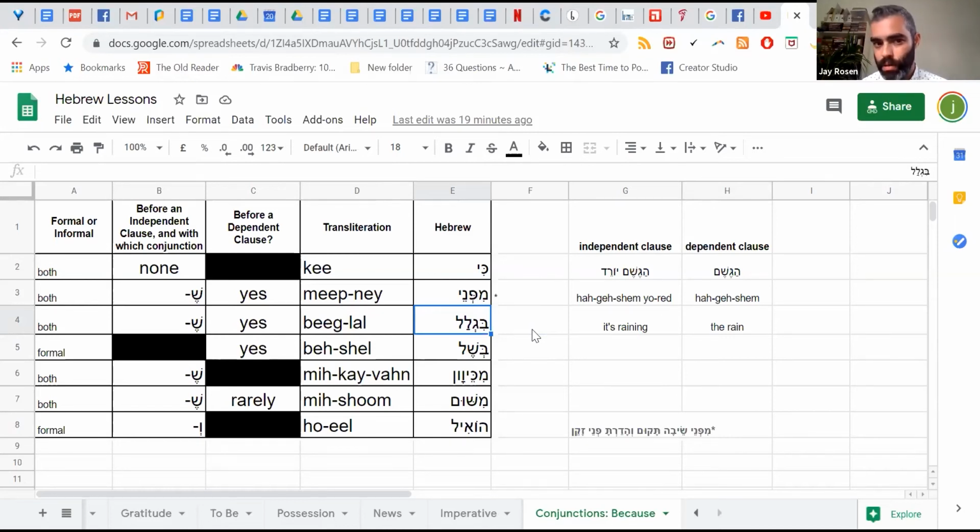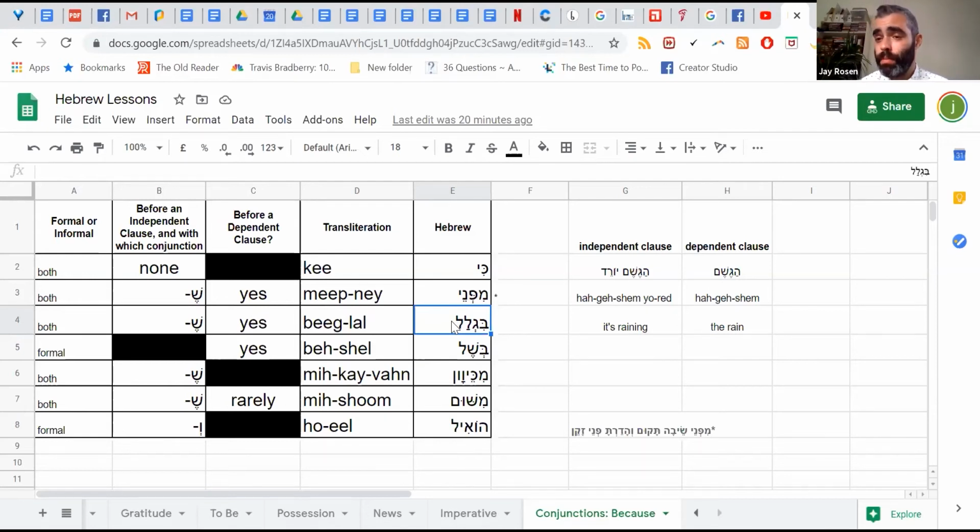They all mean ki. Okay, and you see here exactly as we went through with ki, how to use these. Mipnei or biglal can be used with an independent or dependent clause, and if you use it as an independent clause, it's followed by she. Ani shote mayim biglal she'ani tzameh, or ani shote mayim mipnei she'ani tzameh. Like right now.